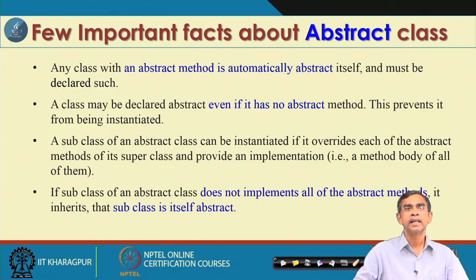And here, if a subclass of an abstract class does not implement all the abstract methods declared in the abstract class, then the subclass itself is created as abstract, because we cannot create any object of that abstract class.